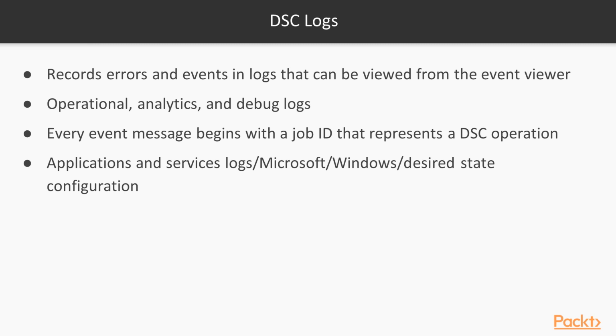In Event Viewer, DSC events can be seen inside the tree structure, Applications and Service Logs, Microsoft, Windows, Desired State Configuration. Now, by default, the Analytic and Debug logs are not enabled, and this is standard for most Microsoft logs. You need to enable the Analytic and Debug logs in the Event Viewer if you want to see the verbose messages and debug messages that are generated while running the DSC configuration.